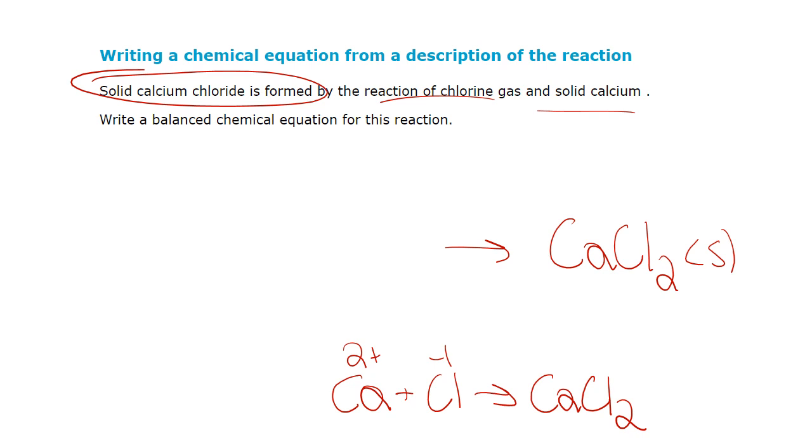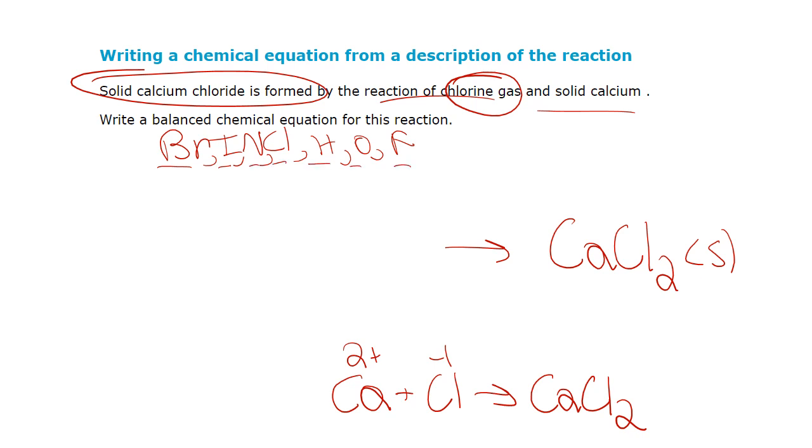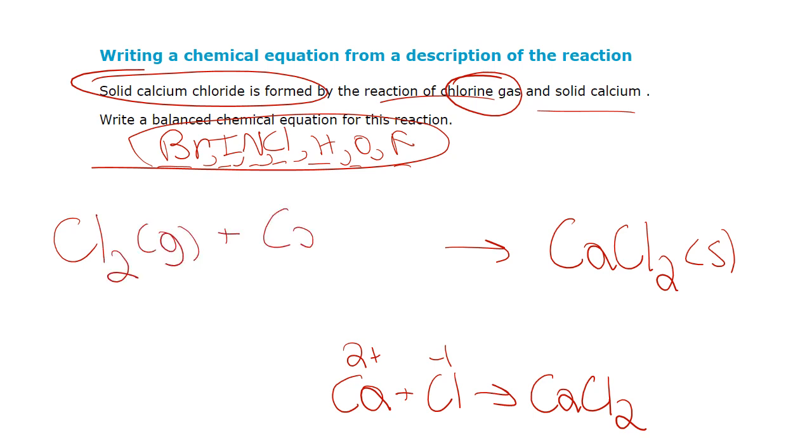and that's a solid. It is formed by chlorine gas, which is a diatomic. So if you don't know the diatomics, look at them. There's 7 of them. Brinkelhoff. It seems like if I had students in AP who had a different sophomore chem teacher, they would always say Brinkelhoff. So these 7 are diatomics, meaning chlorine is always Cl2 gas, and solid calcium.